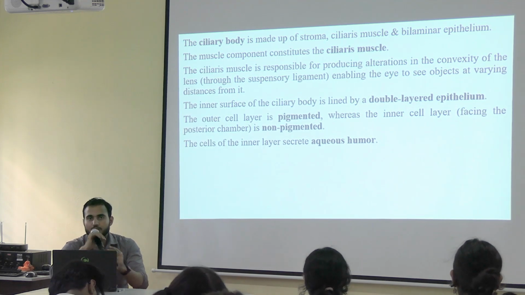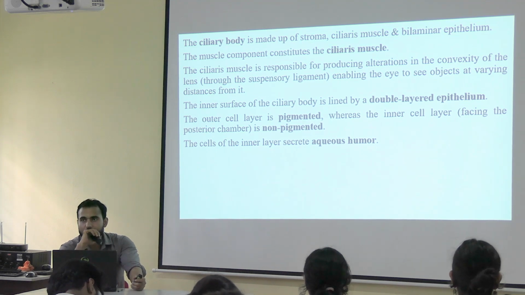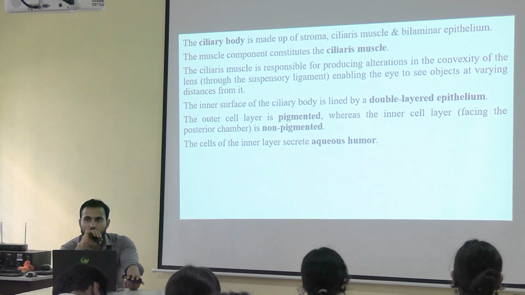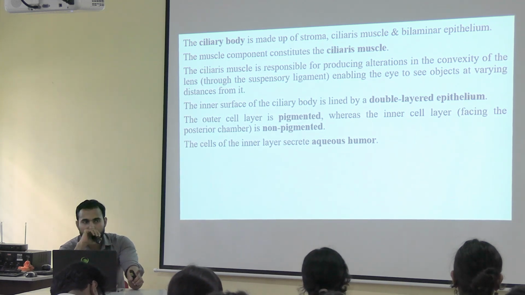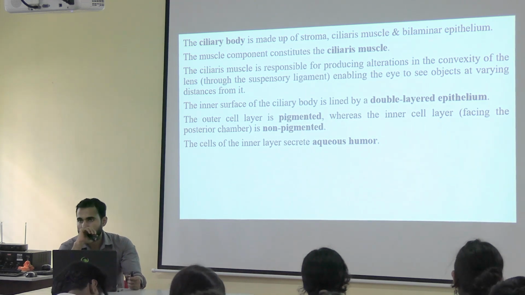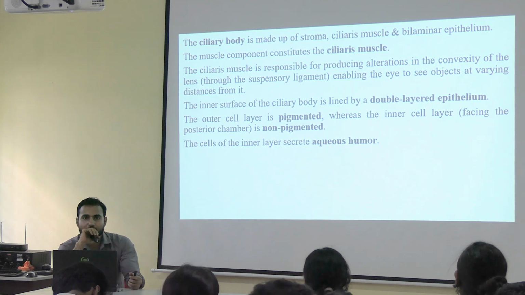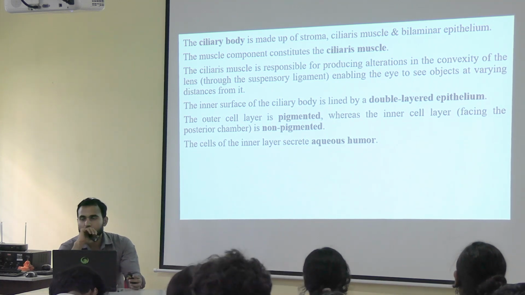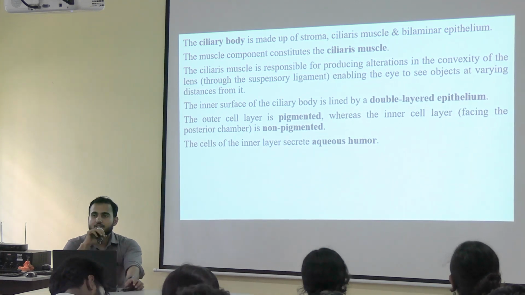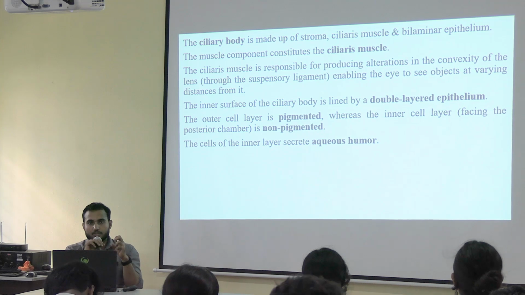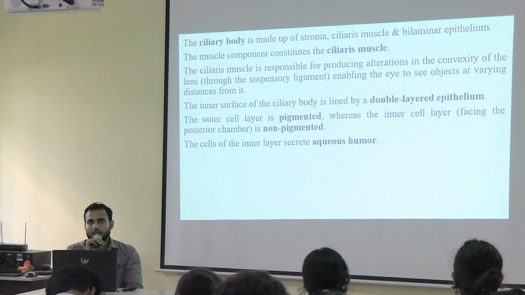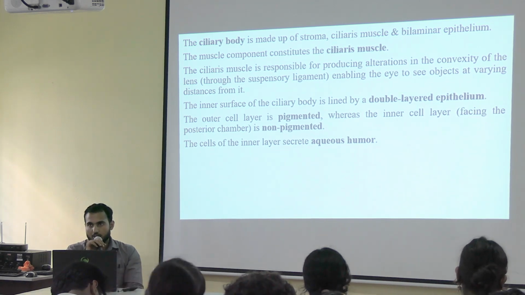Now the muscular component is made up of the ciliary muscle. Three different groups of muscle fibers are there: circular, longitudinal, and oblique. These three groups of muscle fibers together constitute the ciliary muscle. Can you tell me what the function will be? Mainly, contraction of the muscle changes the shape of the lens, and along with that it also helps in aqueous humor drainage. That is the ciliary muscle.